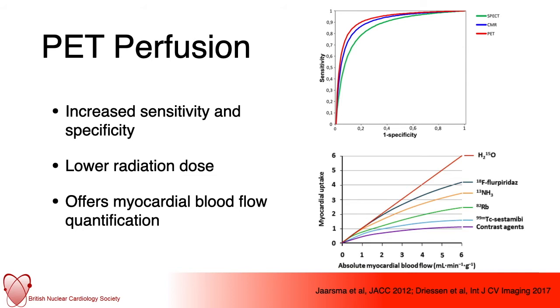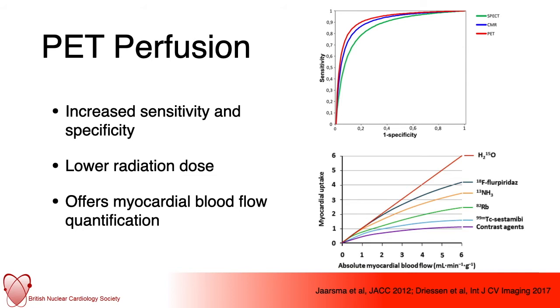Overall, generally a lower radiation dose with these PET perfusion tracers, for example rubidium, which has a very short half-life. You can do a rest and stress image over about 30 minutes. Overall the radiation dose is in the region of about 2.7 to 2.8 millisieverts, so very low.